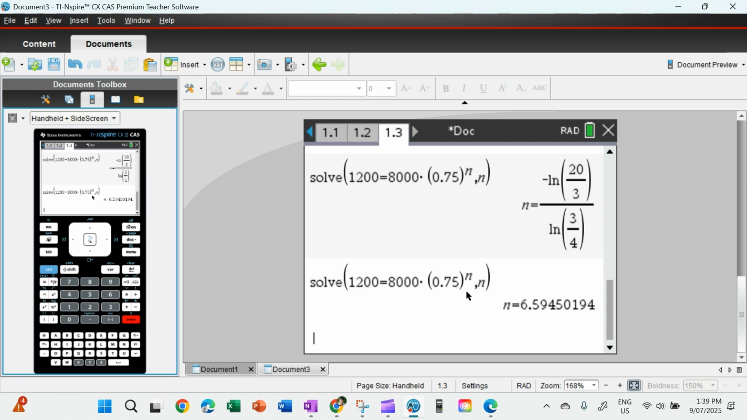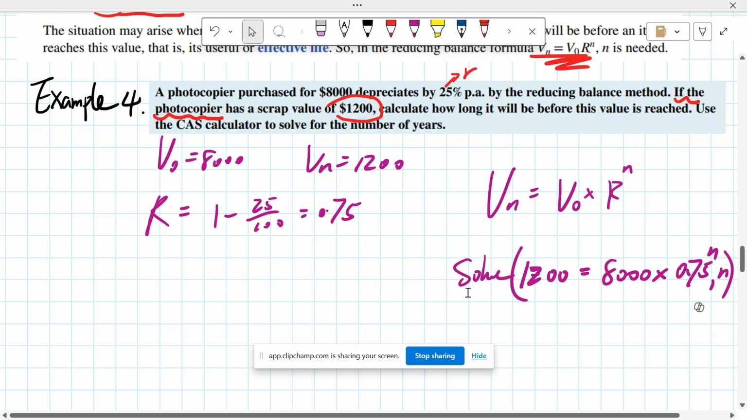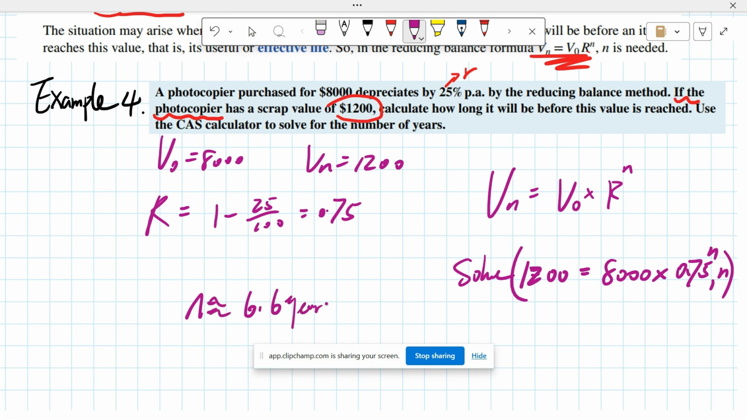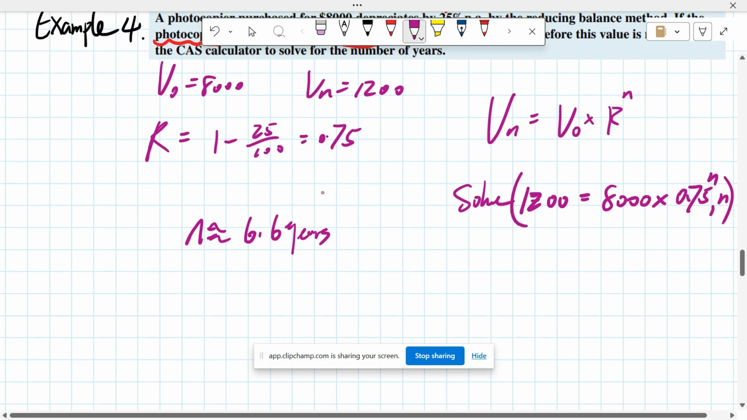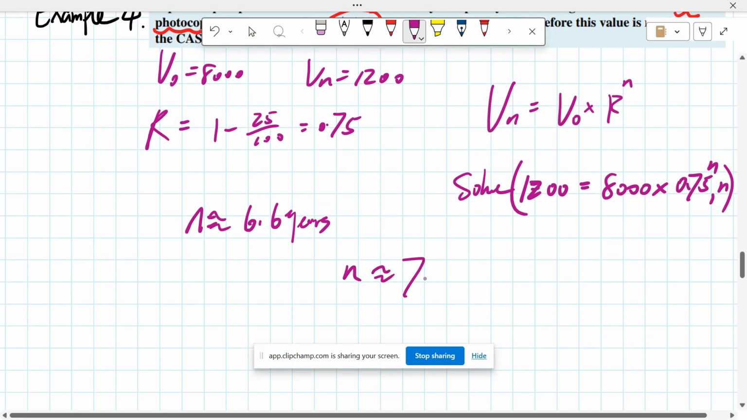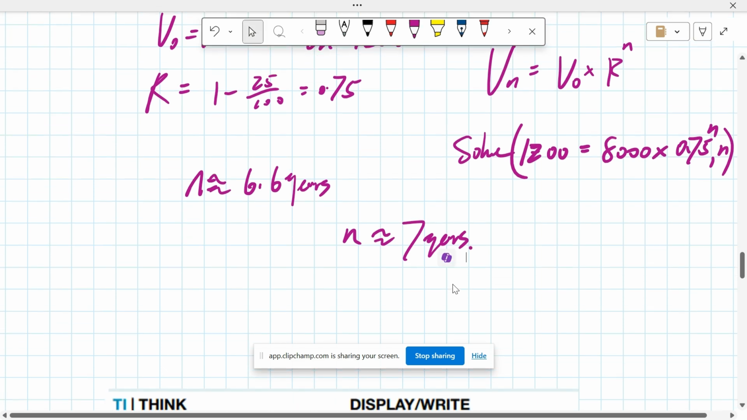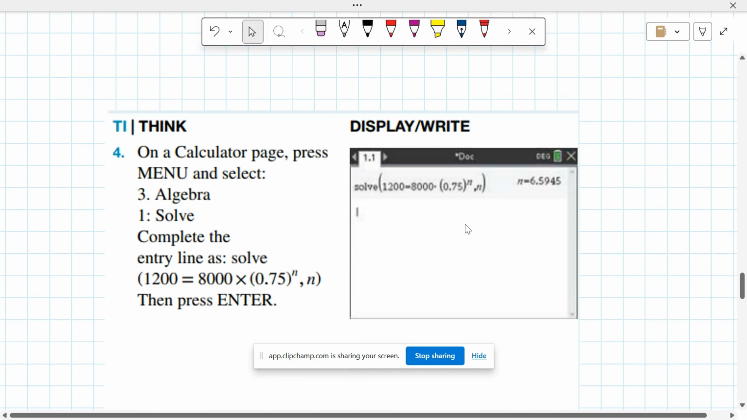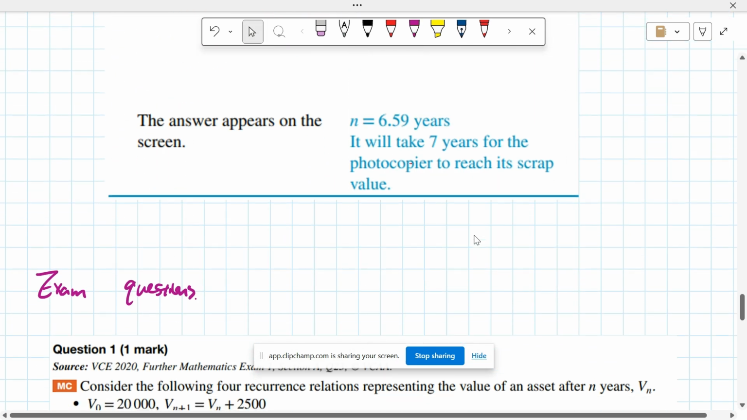There you go. So that's 6.59. Can I just say 6.6 years? So n equals 6.6 years approximately, or 7 years in total. So this is how you calculate effective life, and then you will find your number.